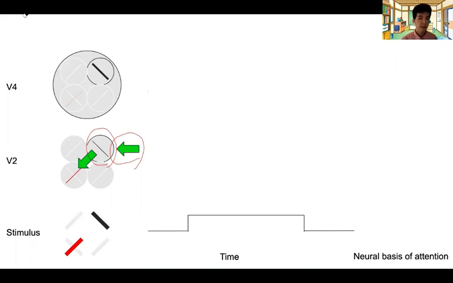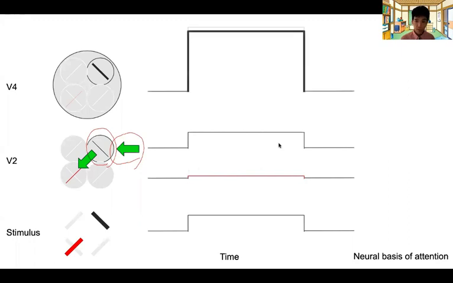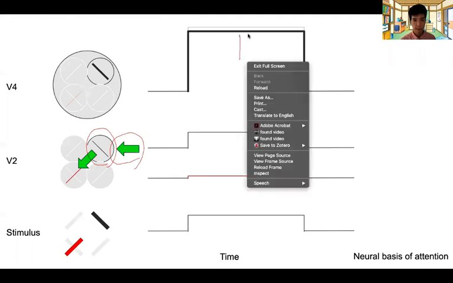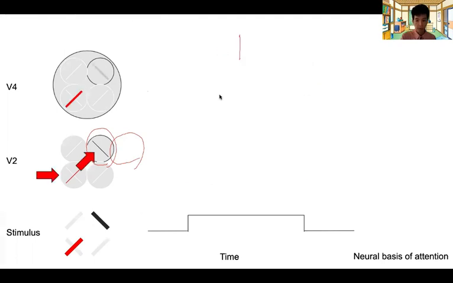And as a result, what you tend to see is that V2 doesn't change much in terms of observed firing rate, but at V4 you see a recovery of the response due to attentional effects in this case. So that's this kind of response.